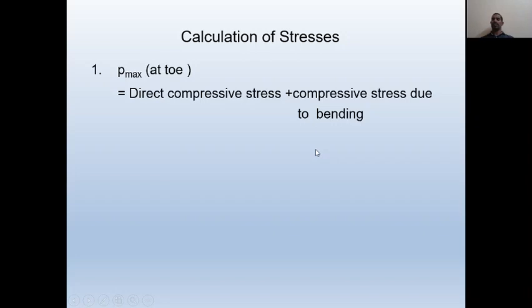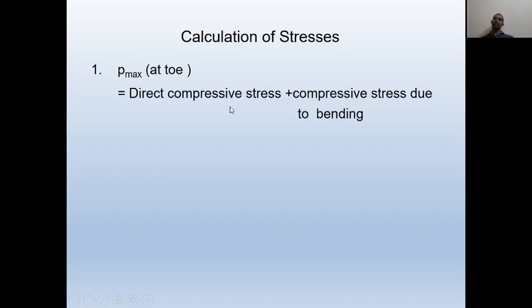Eccentric load may be equated to a direct force, central load, plus some moment M. Due to that moment, you have bending stress, and due to direct compressive load, you have a direct compressive stress. The combination of these two will create a total maximum stress. At the toe you will get a maximum stress, generally compressive in nature, and at the heel you will get a lesser minimum compressive stress.